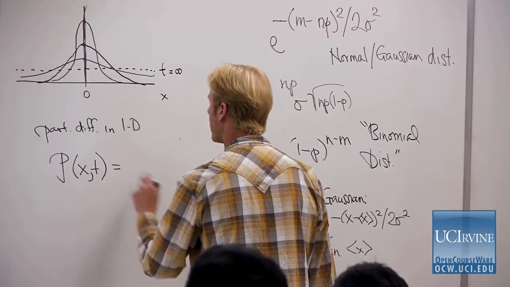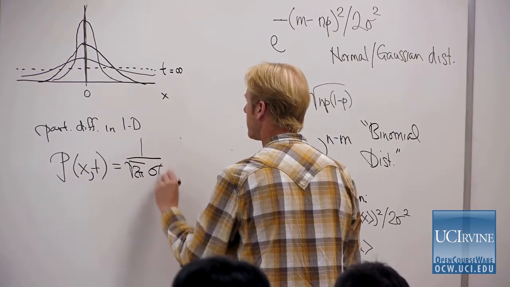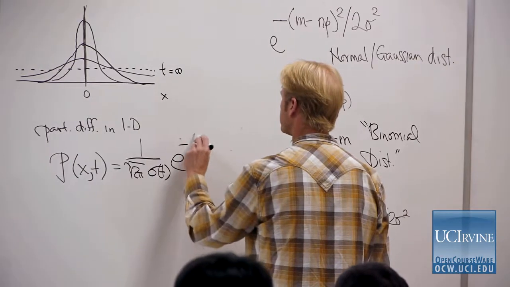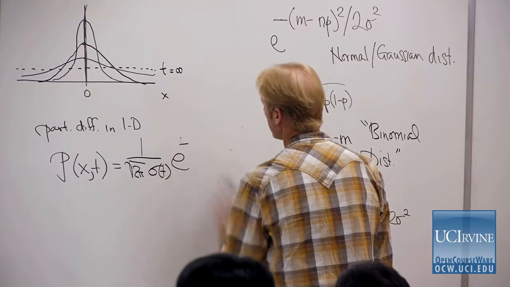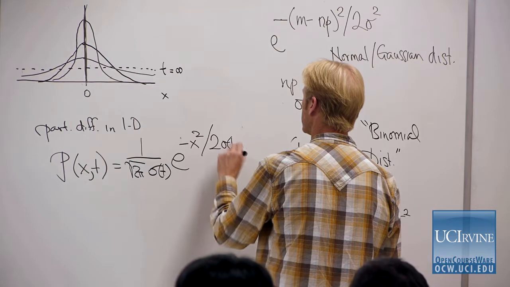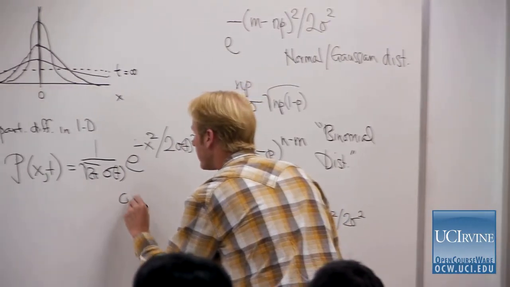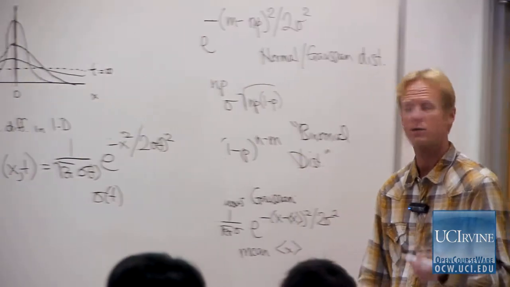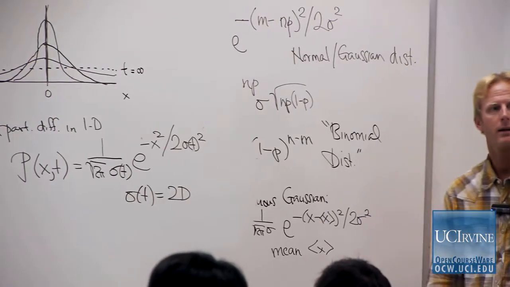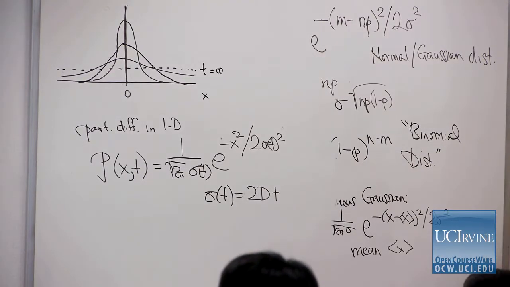Then that's given by a Gaussian distribution that has a time-dependent width. If we start the particle out at 0, then that would be e to the minus x squared over 2 sigma of t squared. And it turns out that sigma of t can be written, again for this Brownian motion, as 2 times what's called the diffusion constant, times t. So sigma of t, the width of the Gaussian, increases linearly with time.